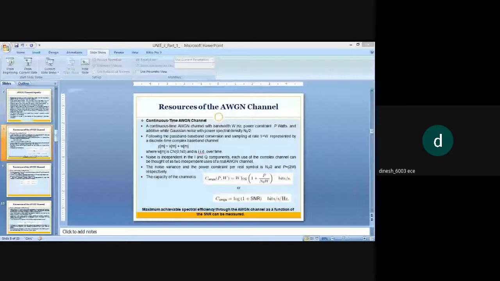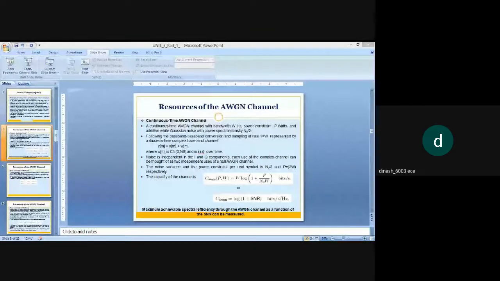So, considering the capacity in the AWGN channel, we will have a relationship y of m is equal to x of m plus w of m, where y of m is your received signal, x of m is your transmitted signal, and w of m is the noise being added. So assume a channel bandwidth w, and the received power as p.